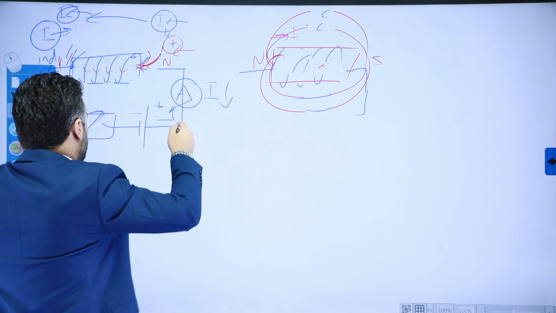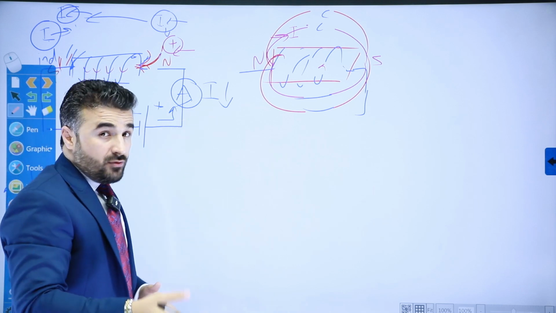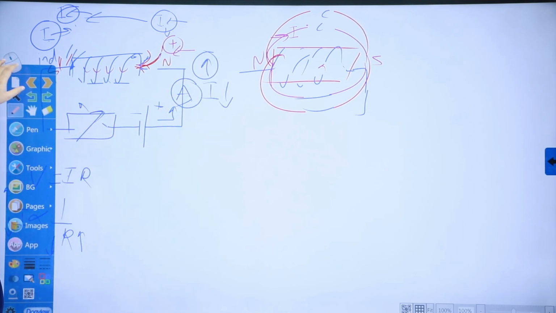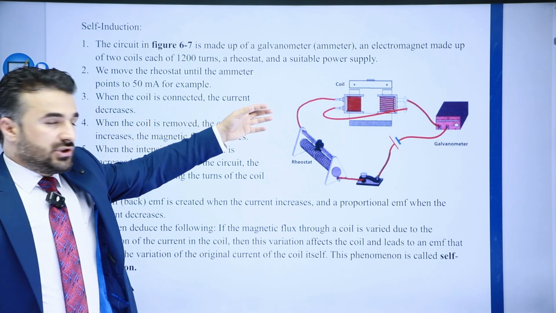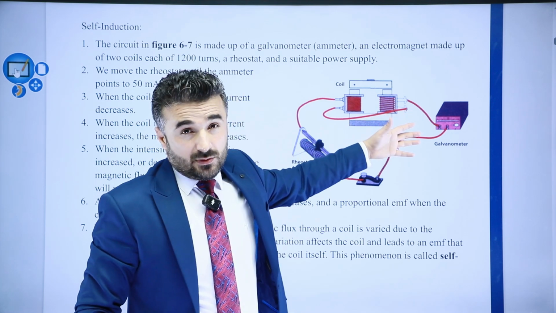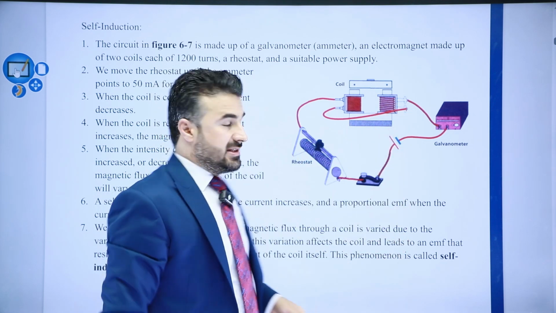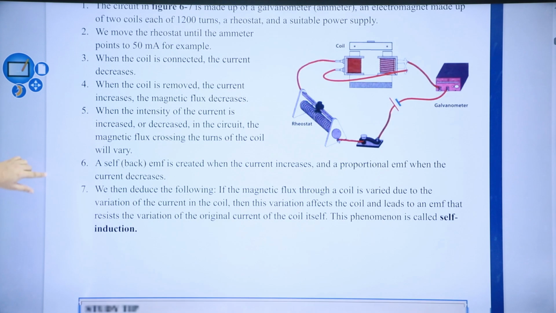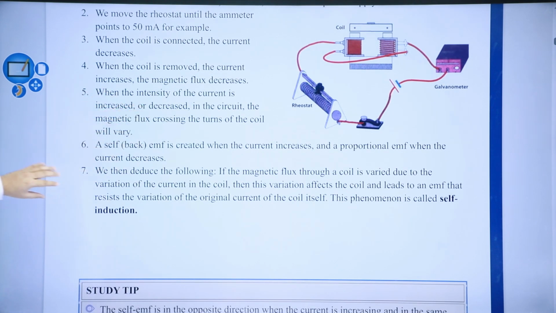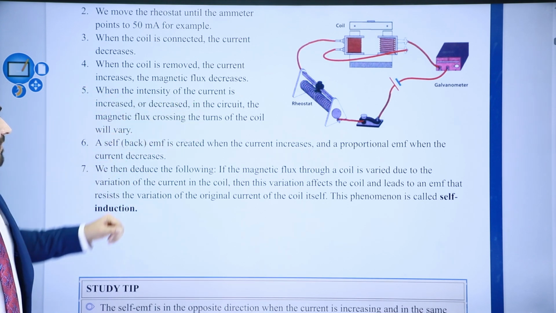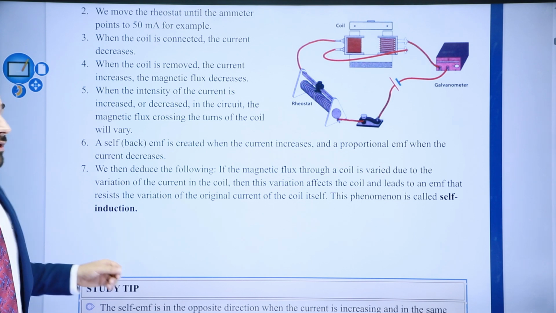And you see that when we remove the coil, the current on the ammeter is going to increase, indicating that the current induced within the coil is in the same direction as the current on the circuit. So that is what happens when the coil is removed: the current increases, the magnetic flux decreases. When the intensity of the current is increased or decreased, the magnetic flux crossing the turns of the coil will vary.